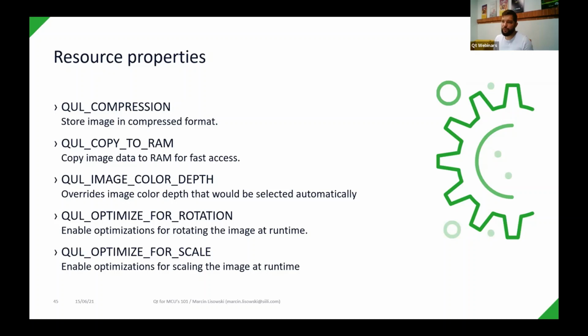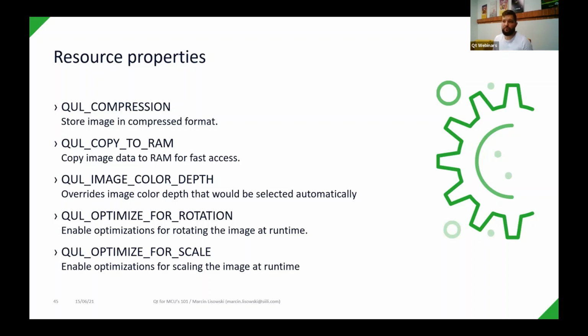QL copy to RAM will mean that an image will be copied to the RAM memory during the startup, and this will give you fast access to that file, as the RAM memories are usually much faster than the flash, and this can improve the performance if you are looking for some additional FPS.